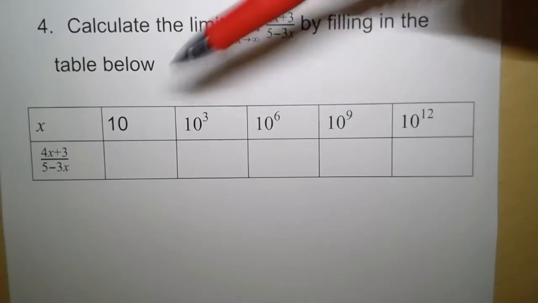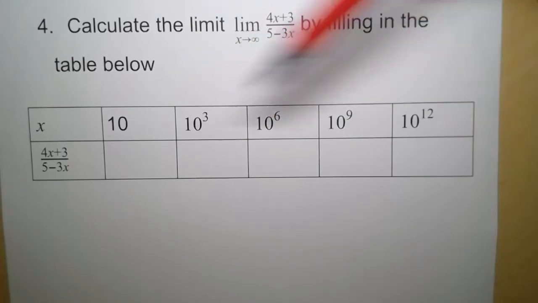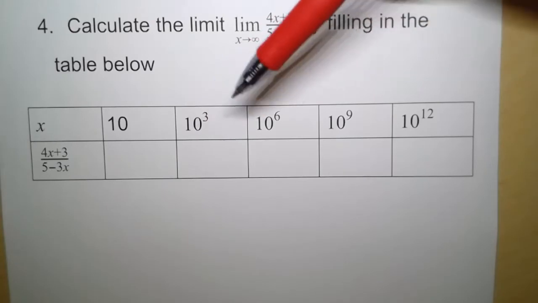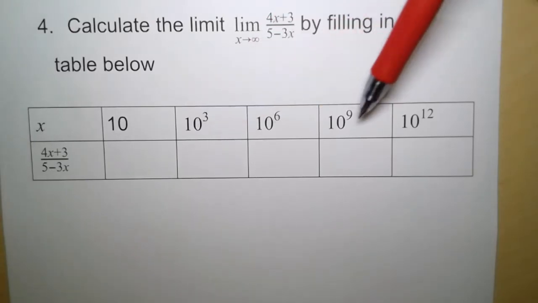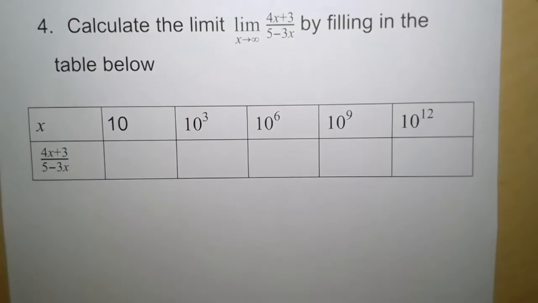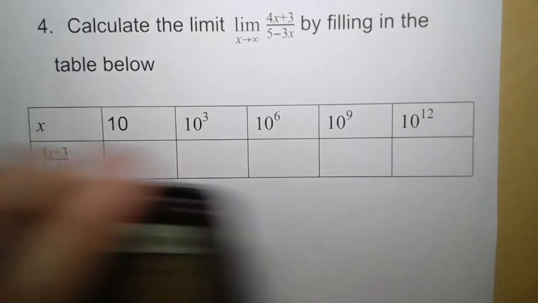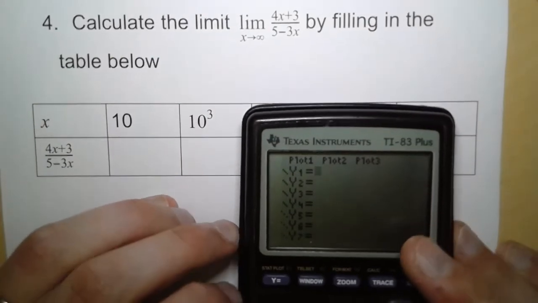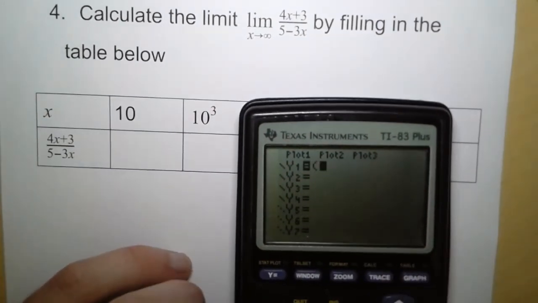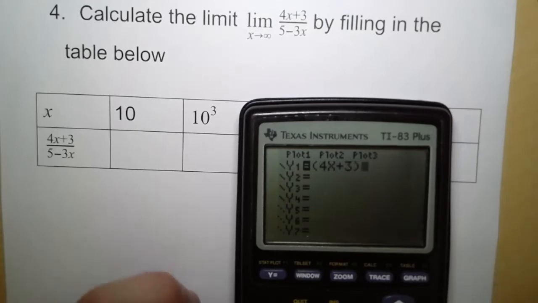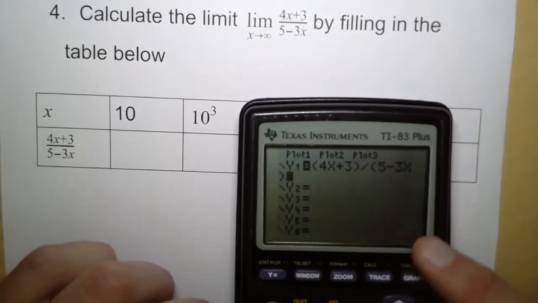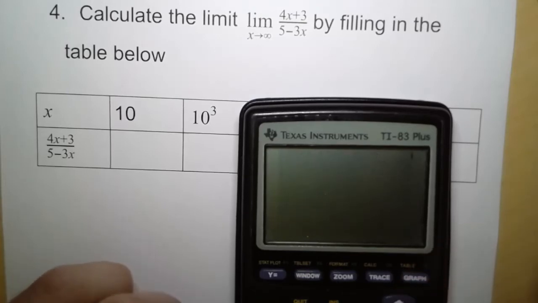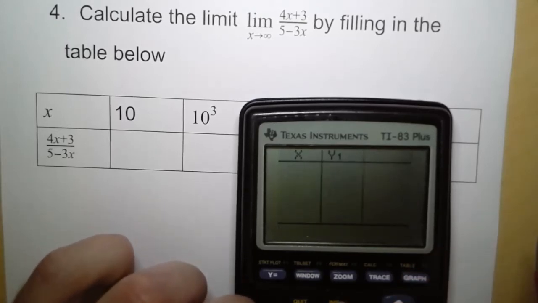And some people prefer to have their exponents jump by larger gaps than 3. I just choose 3 because it's 1,000, a million, a billion, a trillion. If you want your exponents to go bigger, that's fine. That's up to you. So let's type in our new function into our calculator, parentheses for the numerator, 4x plus 3, close off the numerator, divided by, parentheses for the denominator, 5 minus 3x. And now I go back to my table, and I delete all the old ones.